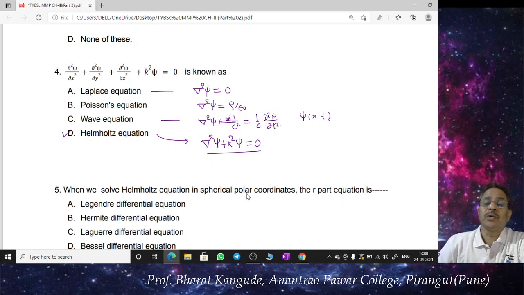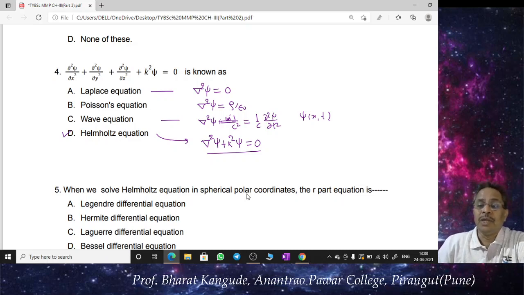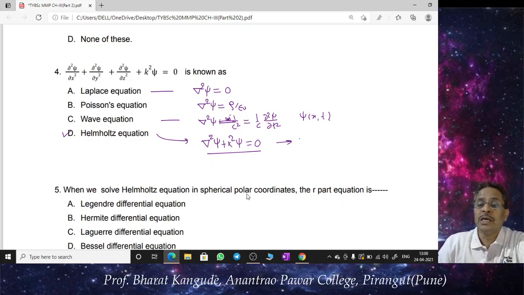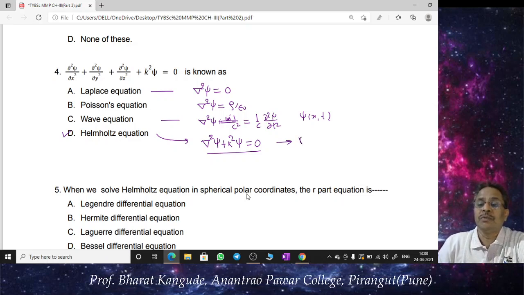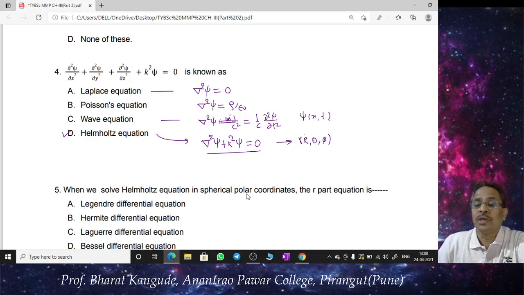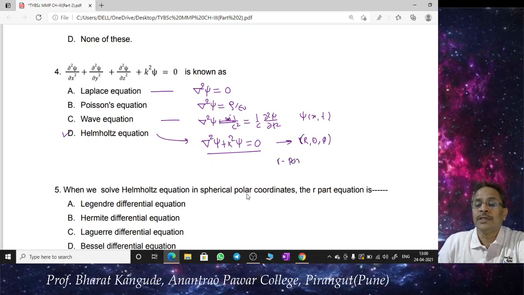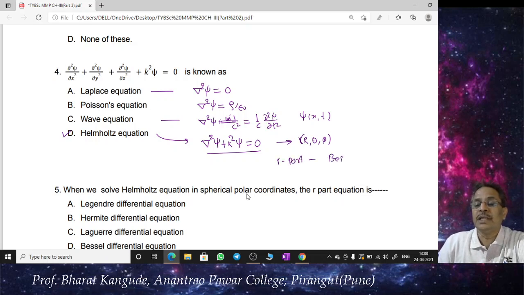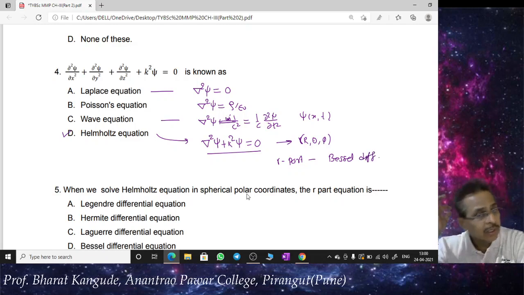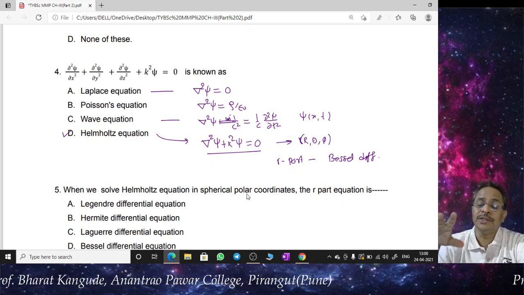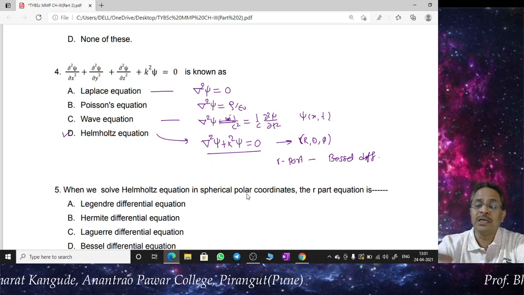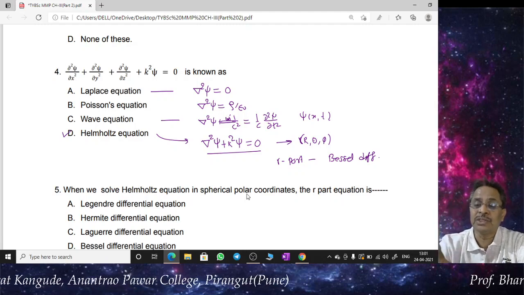One very important case that we are going to discuss here is when we solve this particular differential equation by the method of separation of variables in the coordinate system given by r, theta and phi, that is the spherical polar coordinate system. Here the r part equation is nothing but the Bessel differential equation. So this is the origin of the Bessel differential equation. We solve the Helmholtz equation in the spherical polar coordinate system, and out of that the r part equation is a standard differential equation called the Bessel differential equation.